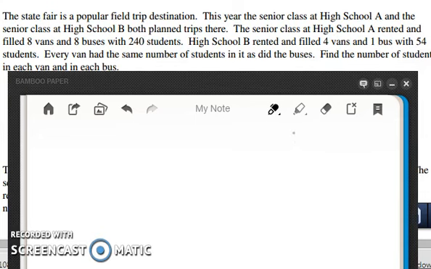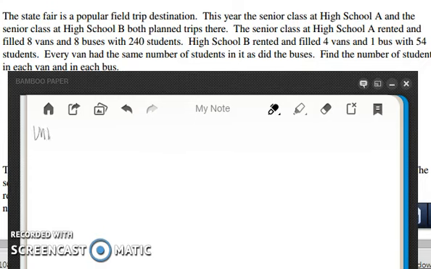Alright, the State Fair is a popular field trip destination. This year, the senior class at High School A and the senior class at High School B both planned trips here. Senior class A rented and filled 8 vans and 8 buses with 240 students. High School B rented and filled 4 vans and 1 bus with 54 students. Every van had the same number of students in it as did the buses. Find the number of students in each van and in each bus.